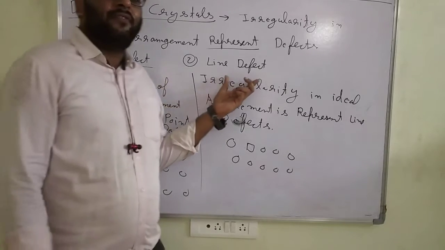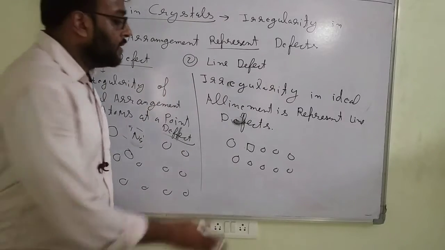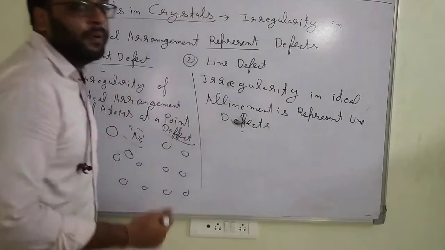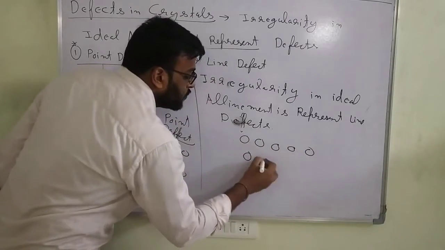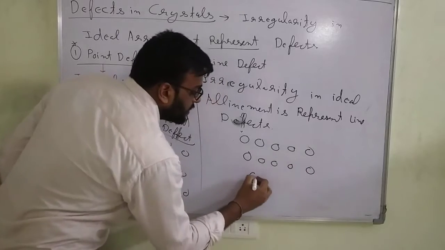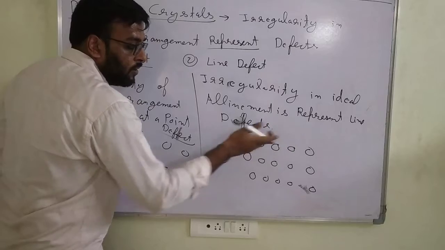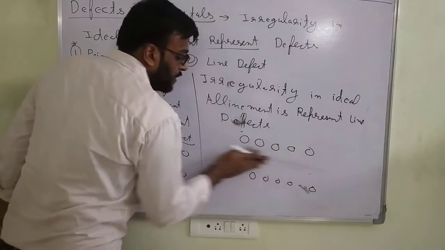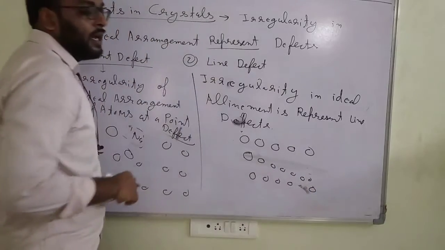Next is the line defect. Just listen to this. Irregularity in the ideal arrangement of alignment. Suppose I am taking this example. This is a line in this way. The particles are just next to each other. Suppose there is any kind of change. Suppose this line is not straight. It goes like this. It goes like this. The alignment is not exactly standard.